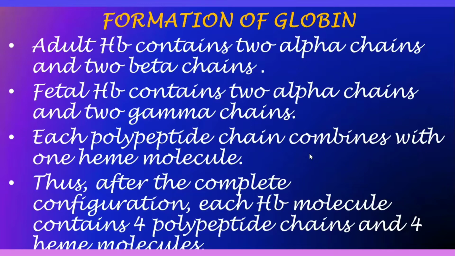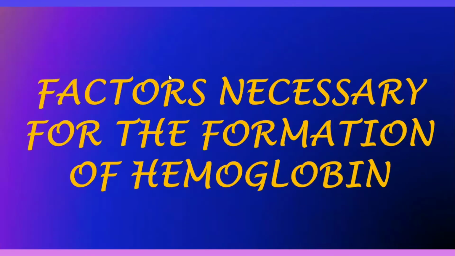Each polypeptide chain combines with one heme molecule. So after the complete configuration, each hemoglobin molecule contains 4 polypeptide chains and 4 heme molecules.